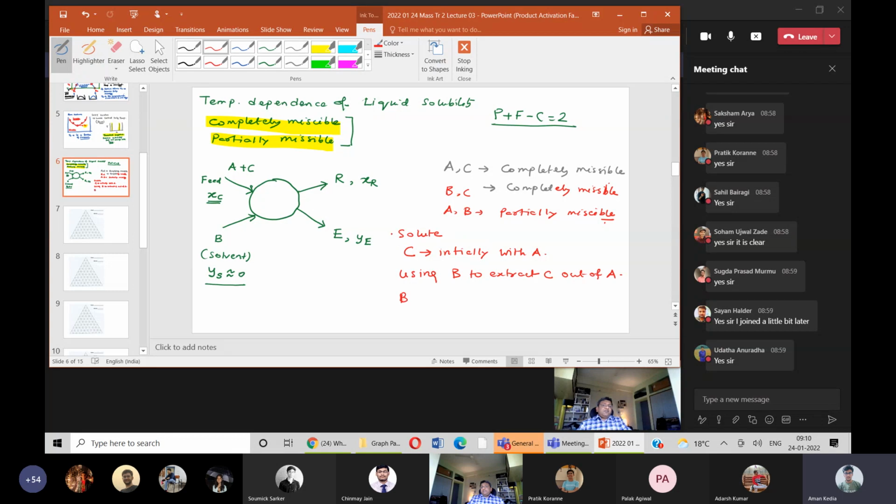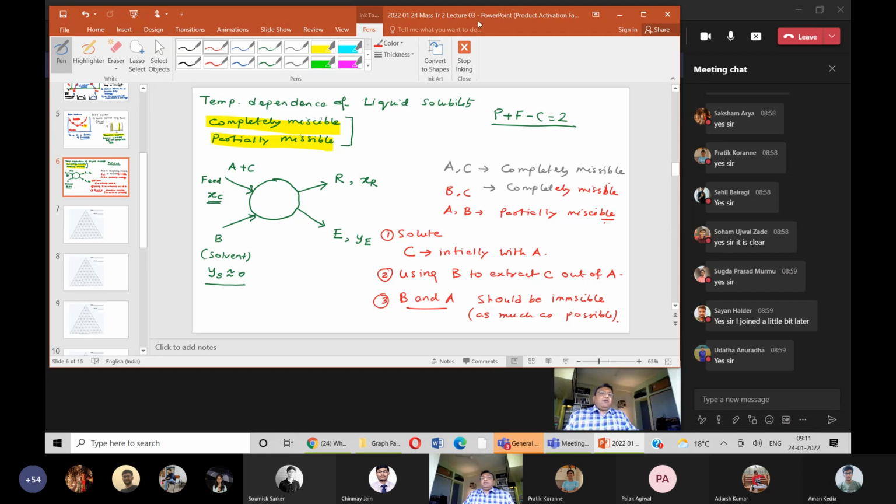And B and C, so this is 1, this is 2, this is 3. B and C should be, sorry, B and A, should be immiscible as much as possible. Okay, I hope you understand it partly. What we are going to do, you will understand it fully.